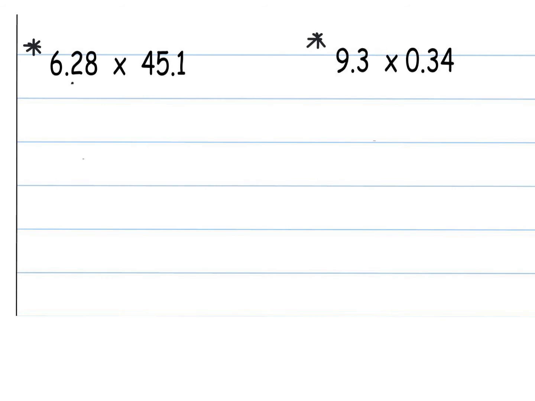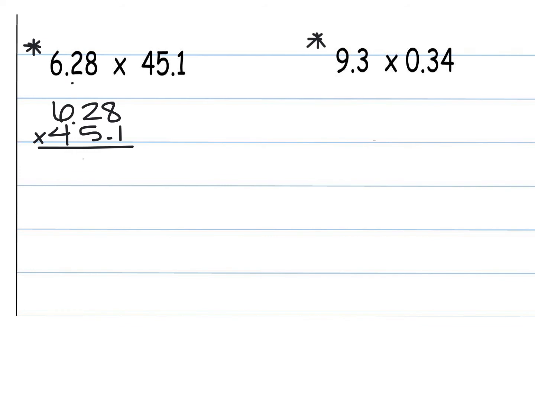So if we have 6 and 28 hundredths times 45 and 1/10, I'm multiplying 6 times a number way greater than 1, so my answer is going to be way bigger. So 6 and 28 hundredths times 45 and 1/10. We don't line up the decimal.